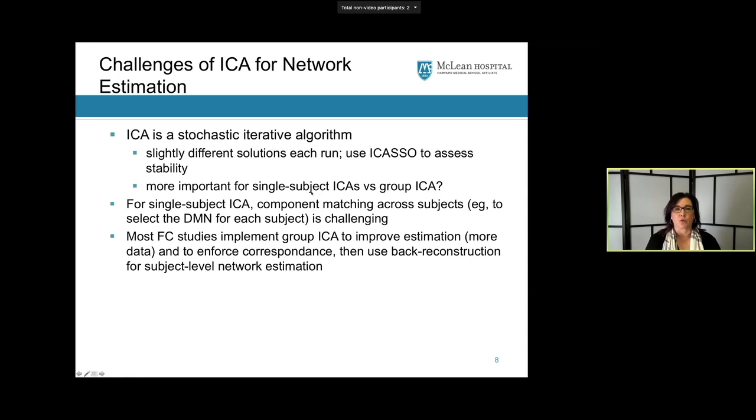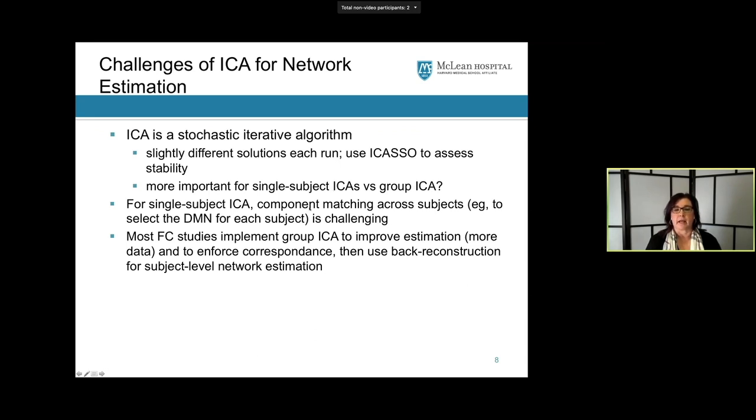Challenges of ICA for network estimation, beyond determining the appropriate model order, is that ICA is a stochastic iterative algorithm. So slightly different solutions are obtained each run of ICA, but you can use ICASSO to assess the stability of the decomposition. It may be that the stochastic nature is more important for single subject ICAs versus group ICA.